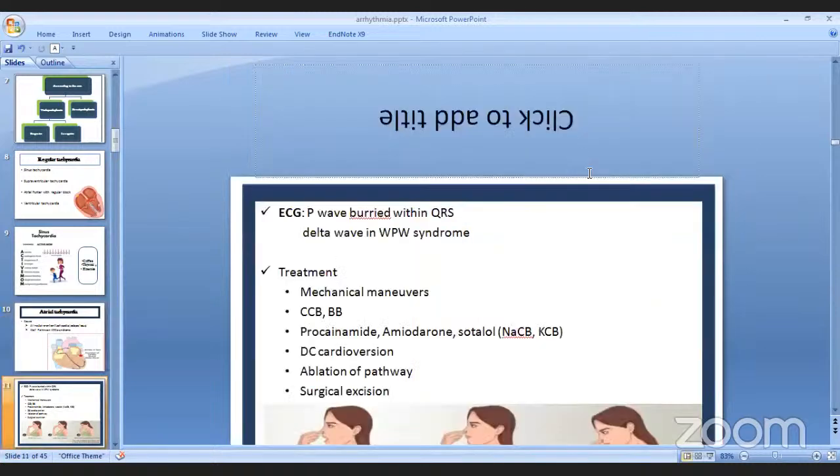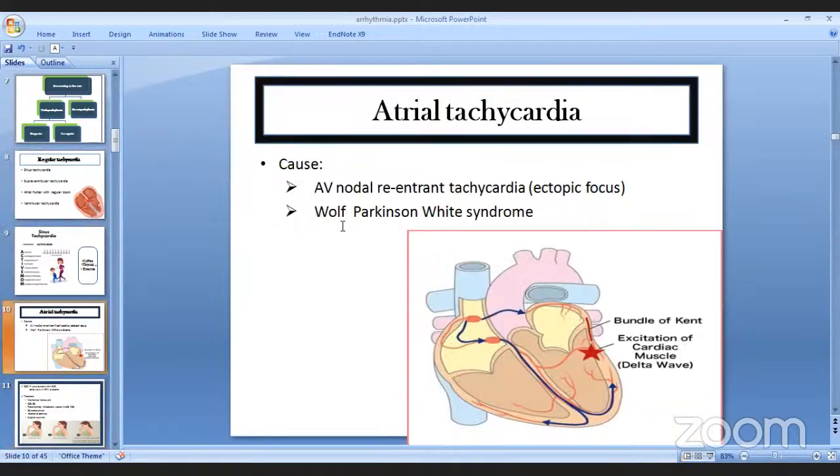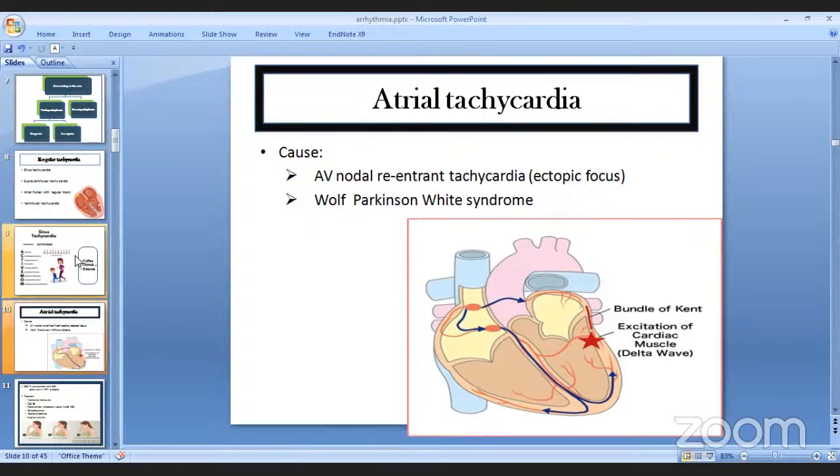You think, we have discussed about it earlier, right? AV nodal reentrant tachycardia. In this there is an ectopic focus in the heart, and this ectopic focus is going to cause this reentrant tachycardia. So I've already shown you in the picture above, right? How this re-entrant tachycardia forms a circus movement, it happens like this.